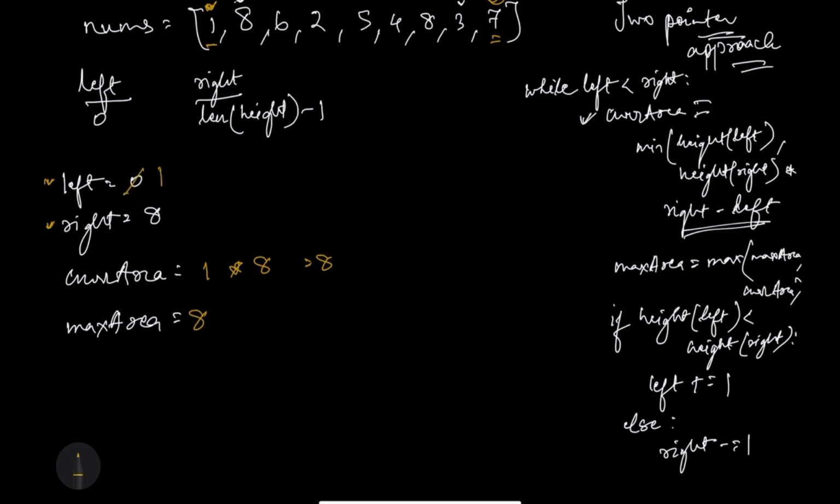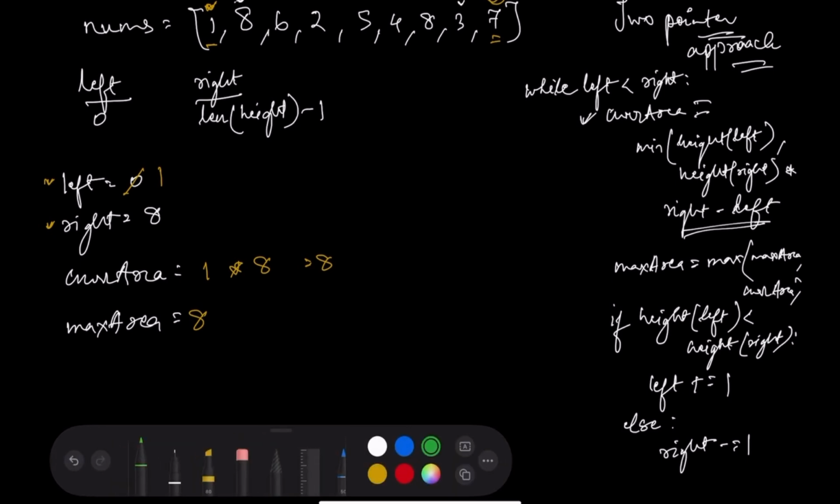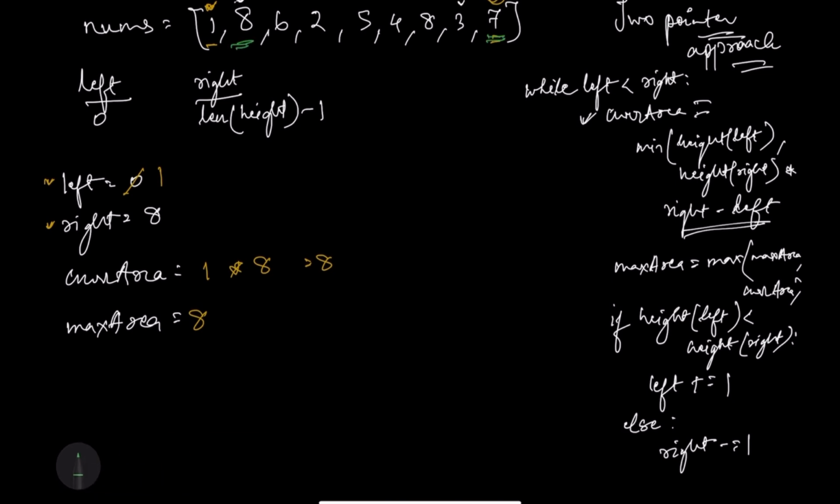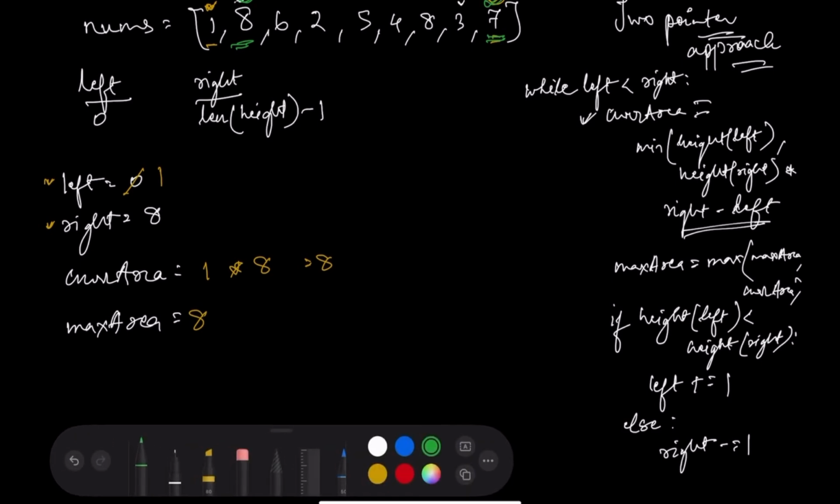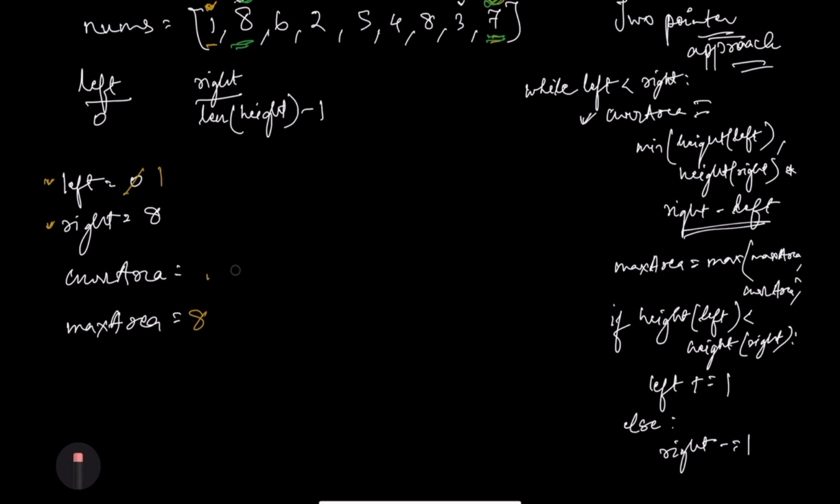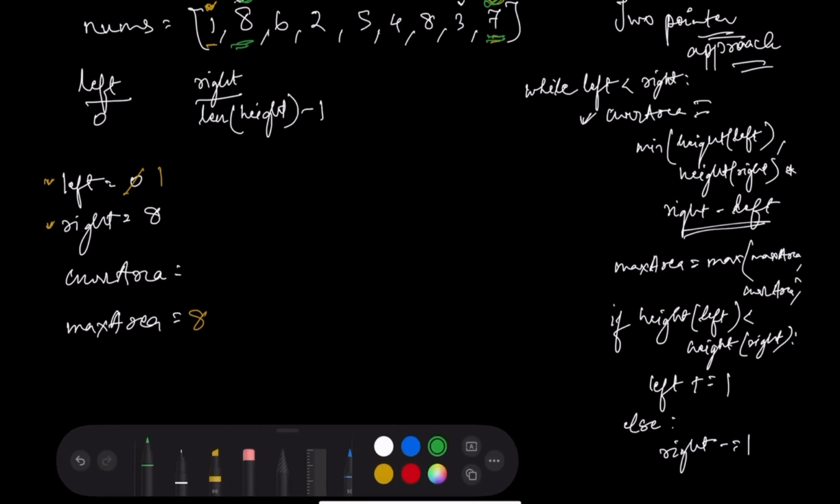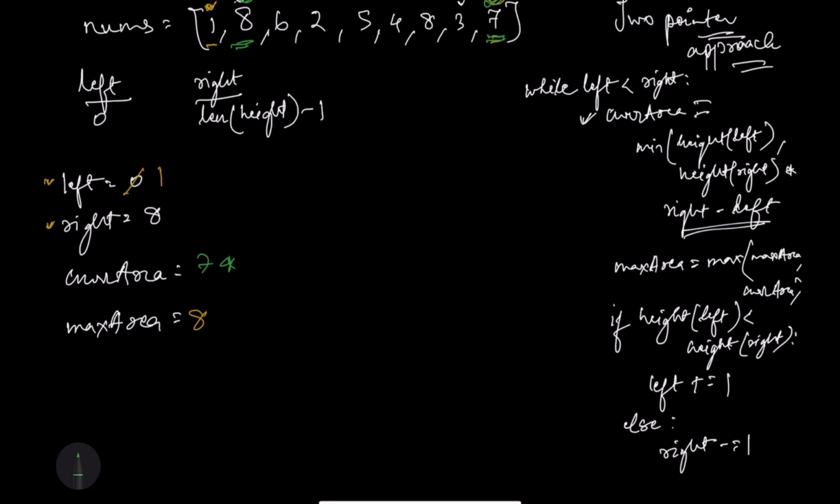We will move left inwards to position 1. Now our left is at position 1, here is our left, and our right is still here. Now what will be our current area? Between 8 and 7, which one is smaller? It is 7. Then we multiply it by right minus left, 8 minus 1, which is 7. So 7 times 7 is 49. If we compare it to our max area, it changes to 49.